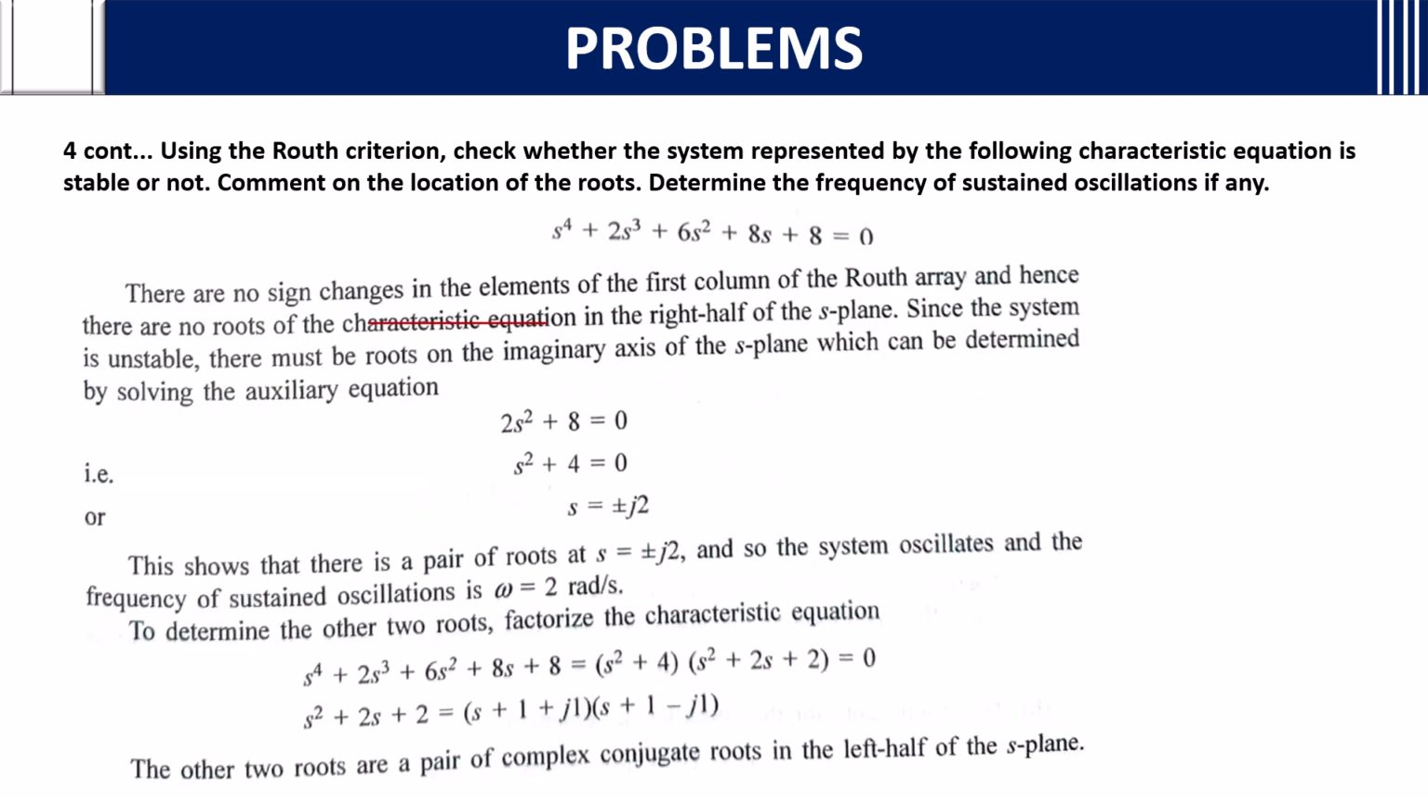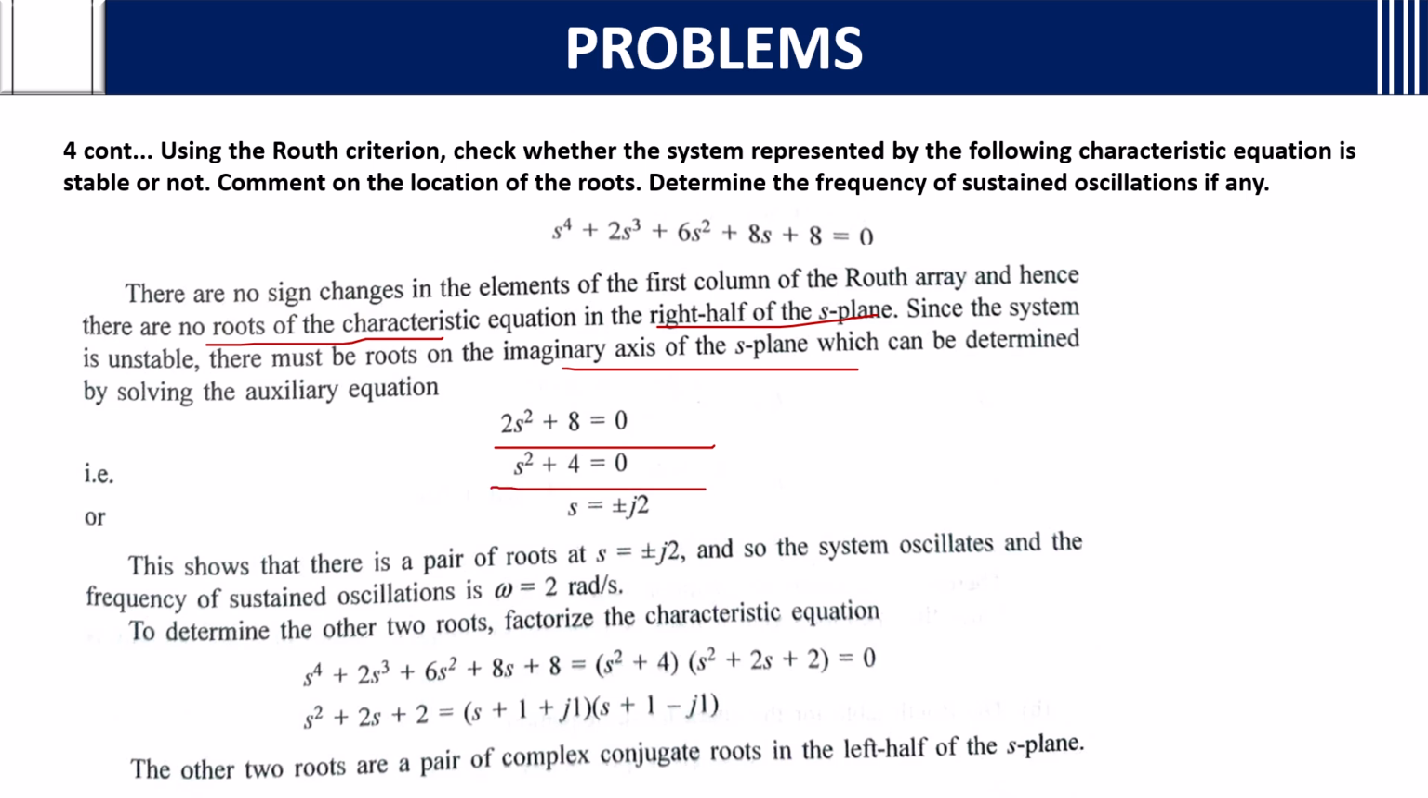We have seen that there are no sign changes in the first column, and hence there are no roots of the characteristic equation in the right half of the S plane. Since the system is unstable, why is the system unstable? Because you got two zeros in the same row. There must be roots on the imaginary axis of the S plane, which can be determined by solving the auxiliary equation, 2s square plus 8 equals 0.